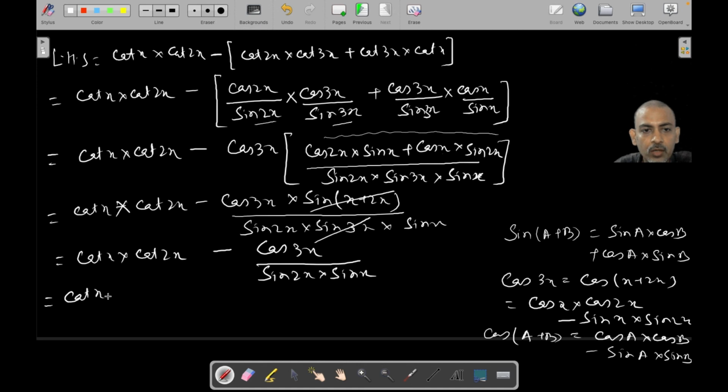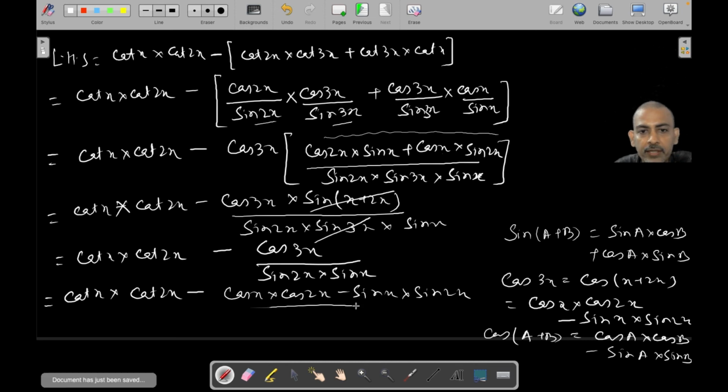So this is gonna be my cot x into cot 2x. Why am I doing it again? Just to have a look. Here I am having something in x and 2x. This is the only odd term out which is in 3x. So I am just trying to reduce this to something manageable like x and 2x. So I just wrote cos 3x as cos x plus 2x, and this is reducing to cos of x into cos of 2x minus sin of x into sin of 2x, divided by sin of 2x into sin of x.